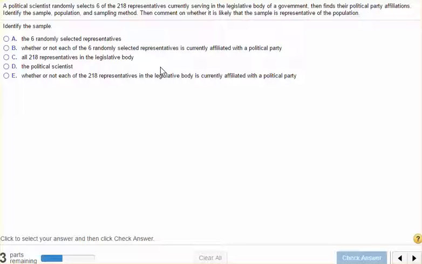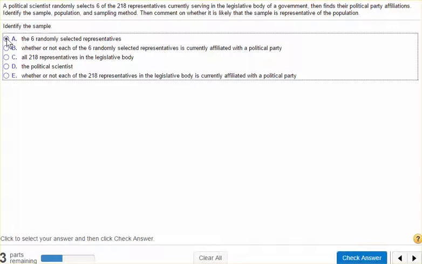The sample is going to be the subset. So that's going to be the 6, right? The 6 of the 218. The 6 of the 218 randomly selected representatives.